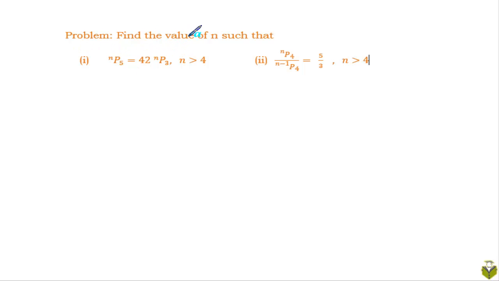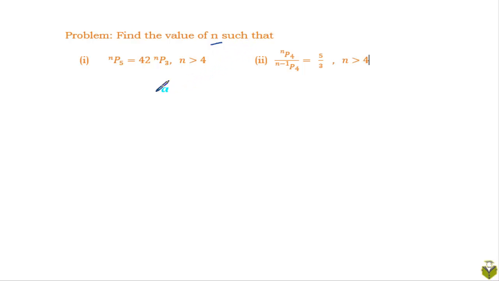So this problem is basically to find the value of n such that nP5, we read it as permutations of n objects taken 5 at a time, n distinct objects taken 5 at a time without repetition, is equal to 42 times nP3, where n is greater than 4. And in the second case, you have the expression nP4 in the numerator, over (n minus 1)P4, equal to 5 divided by 3. Again, n is greater than 4 and we have to find the value of n.